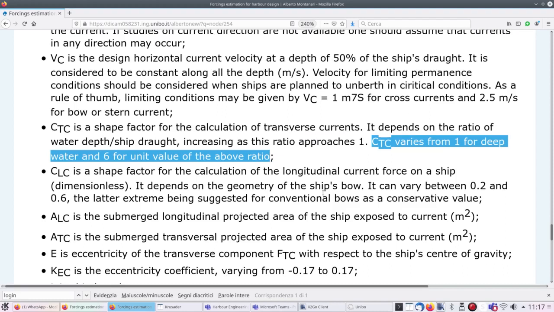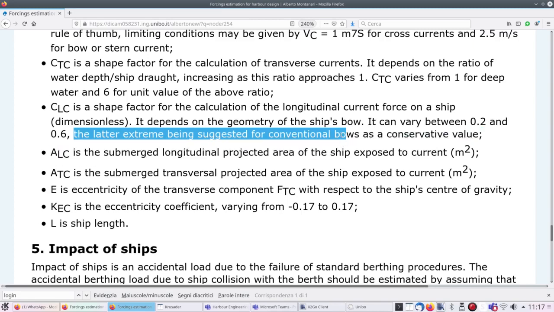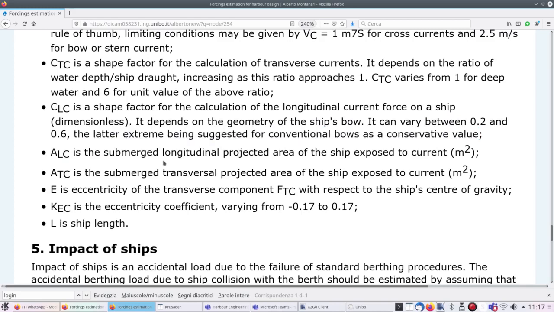Okay. Now, CLC is another shape factor. It depends on the geometry of the ship's bow. It can vary between 0.2 and 0.6, the latter extreme being suggested for conventional bows as a conservative value. ALC is the submerged longitudinal projected area of the ship exposed to current, and ATC is the submerged transversal projected area of the ship exposed to current.